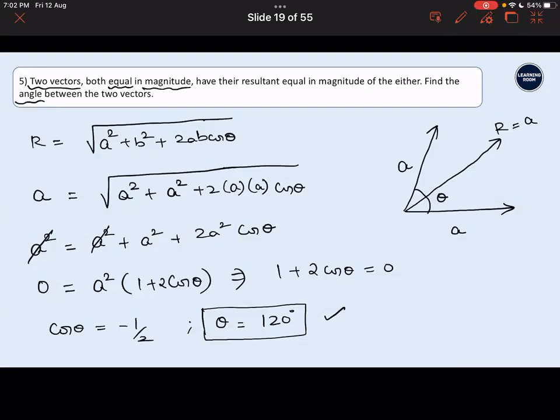Is it clear till now? So these are all decent problems. With this, I hope you should have understood what is this parallelogram law of vectors. So we'll do one last problem before we wind up. Shall I proceed?